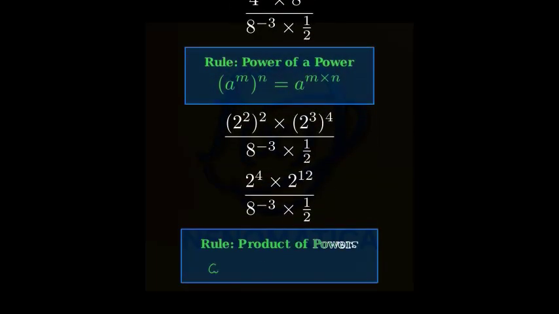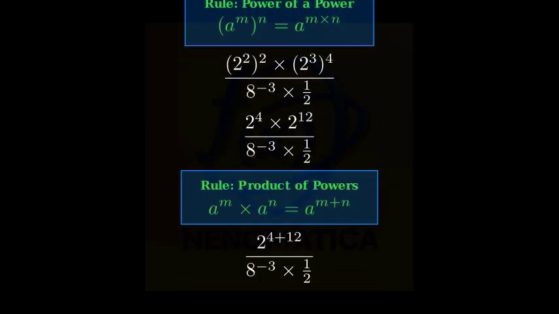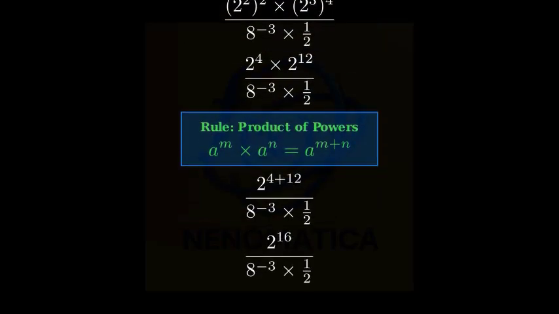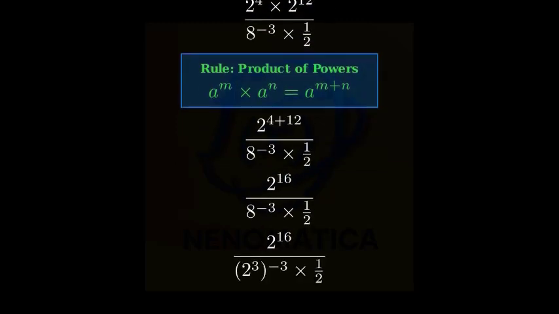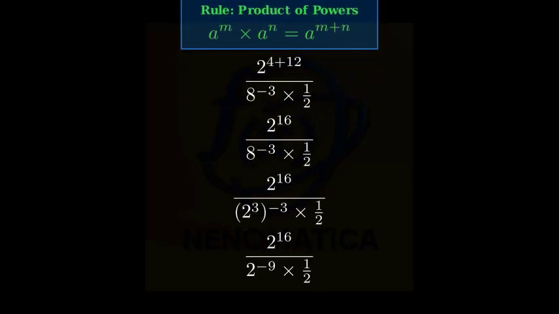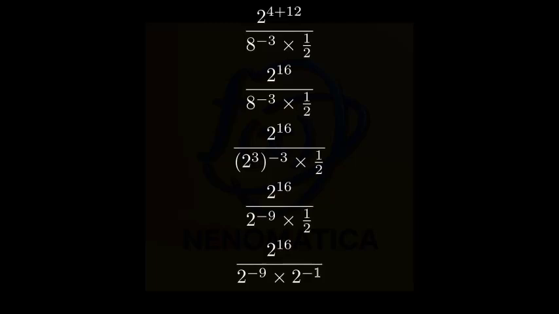Now, let's combine the like terms in the numerator using the product rule of exponents. 2 to the fourth times 2 to the 12th equals 2 to the power of 4 plus 12, which is 2 to the 16th power. For the denominator, let's also convert to powers of 2. We know that 8 is 2 cubed, so 8 to the negative third power equals 2 to the negative 9th power. We can also write 1/2 as 2 to the negative 1 power.